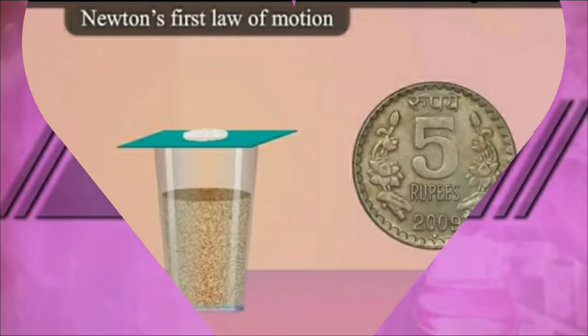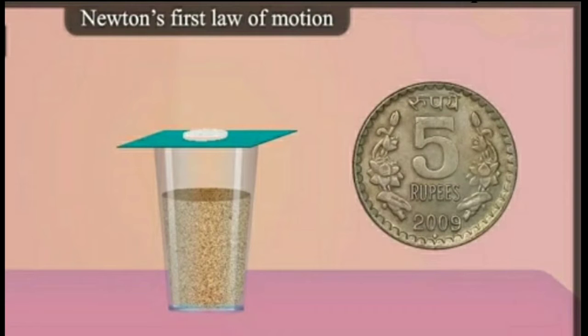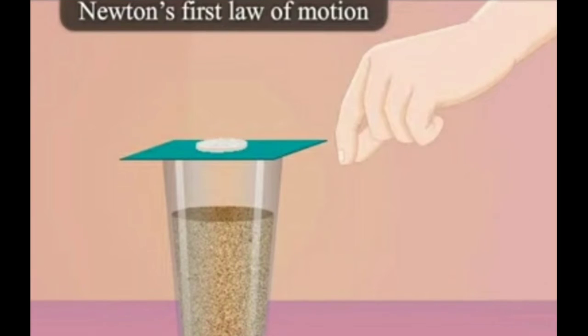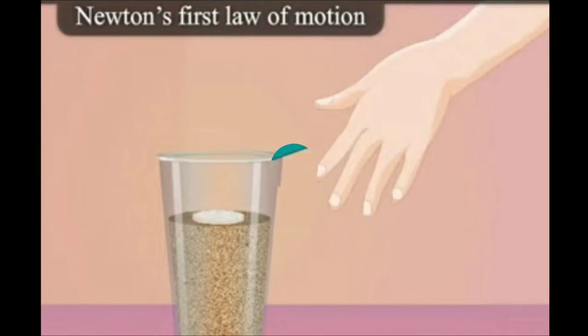Children, let's try an activity for this. Fill a glass with sand. Keep a piece of cardboard on it. Okay, cover it with the cardboard. Keep a 5 rupee coin on the cardboard. Now strike the cardboard hard using your fingers. So children, observe what will happen. Yes, if you strike the cardboard hard using your fingers, the cardboard will move and the 5 rupee coin will fall in the glass, right?